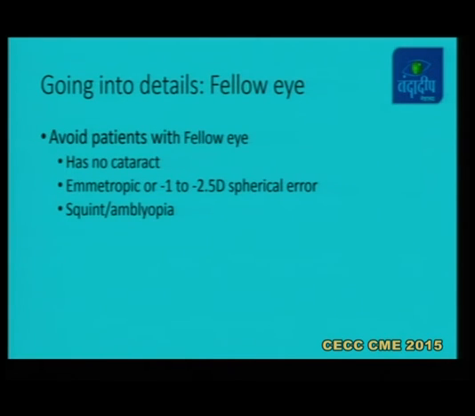Also, if the other eye is absolutely emmetropic, even if he is in the presbyopic age group, and if he has minus 1 to minus 2.5 spherical error in the other eye, again the same thing, he will always compare with the other eye.